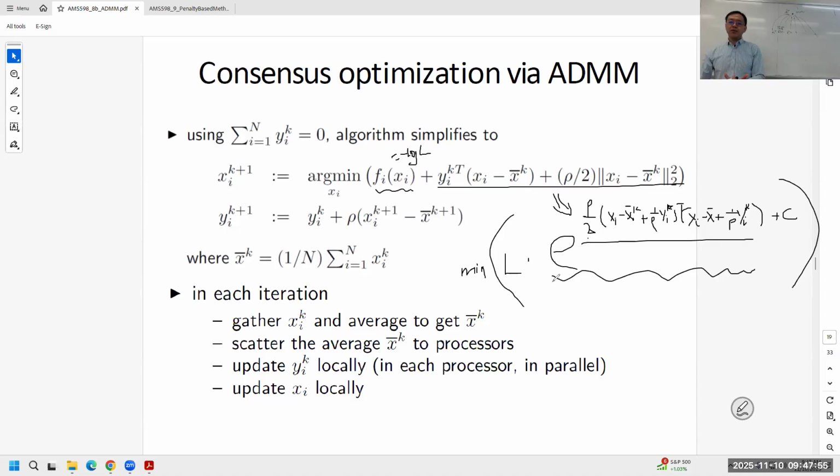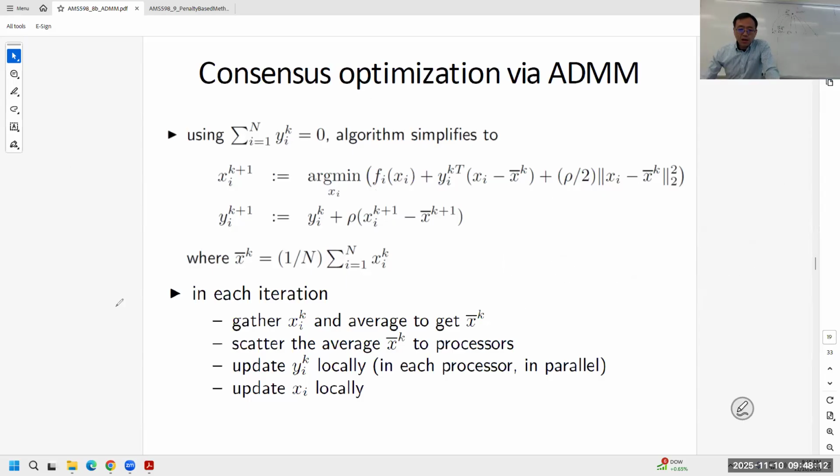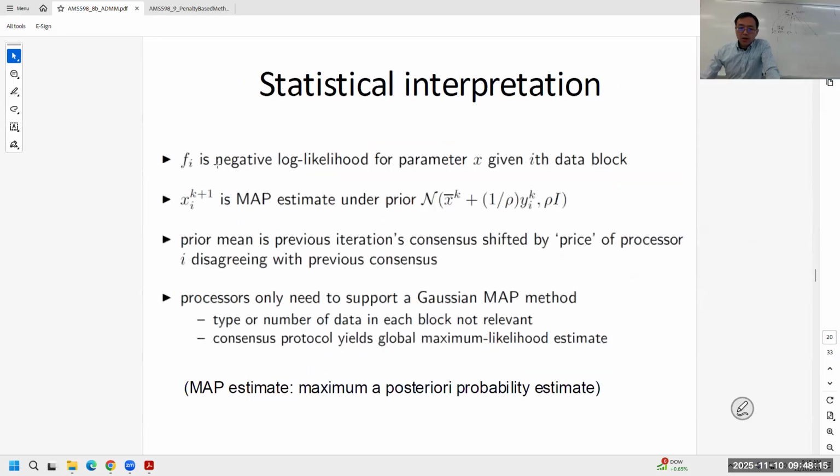Because by putting a normalizing constant here, this has become the multivariate normal density function. So what this is basically saying is that your xi k plus 1 is a MAP estimation under the prior of this multivariate normal. Oh, that's actually a typo here. This should be minus, instead it should be xk minus 1 over yk.